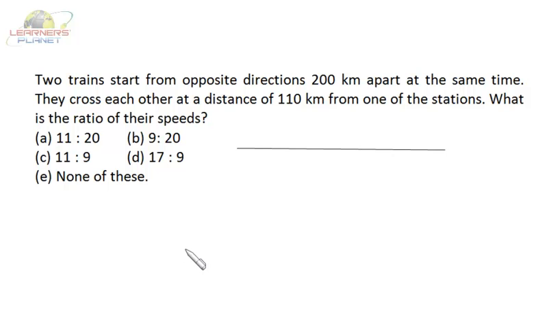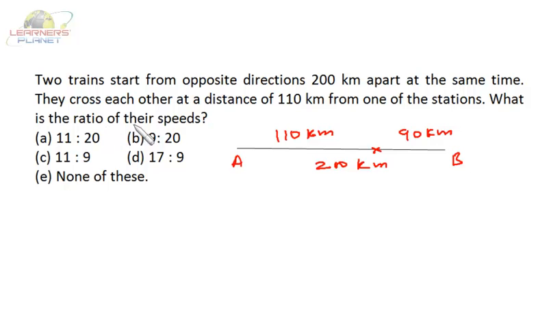Now let's see this question. Two trains start from opposite directions 200 kilometer apart at the same time. Suppose this is point A, this is point B, and it is 200 kilometer. That is the distance between them. They cross each other at a distance of 110 kilometer from one of the stations. Suppose they are crossing somewhere here, and maybe this length is 110 kilometer. Then definitely this length must be 90 kilometer.